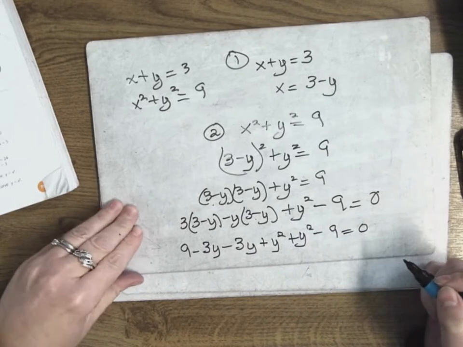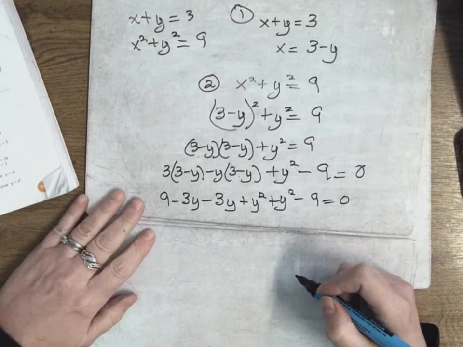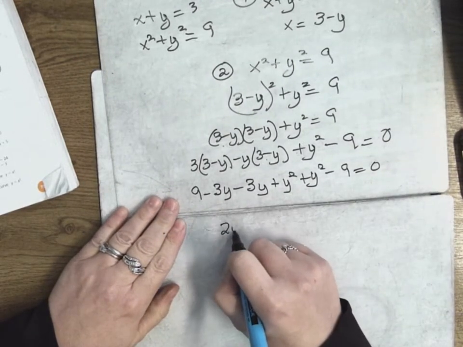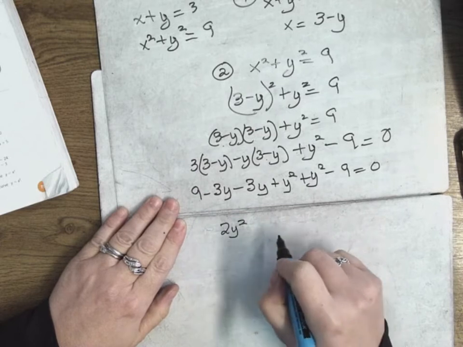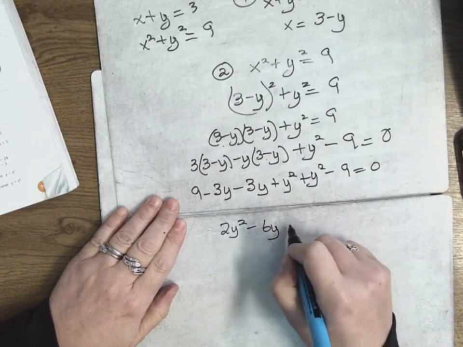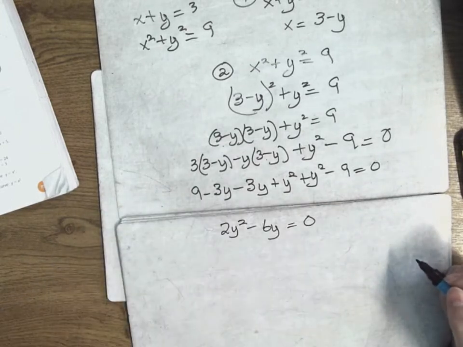With me? Right, tidy it up then. So you put your y squareds together and put them first. So how many y squareds? 2y squared. Right? Okay, what's next? Minus 6y equals 0. Right? So the number is gone because 9 minus 9 equals 0.